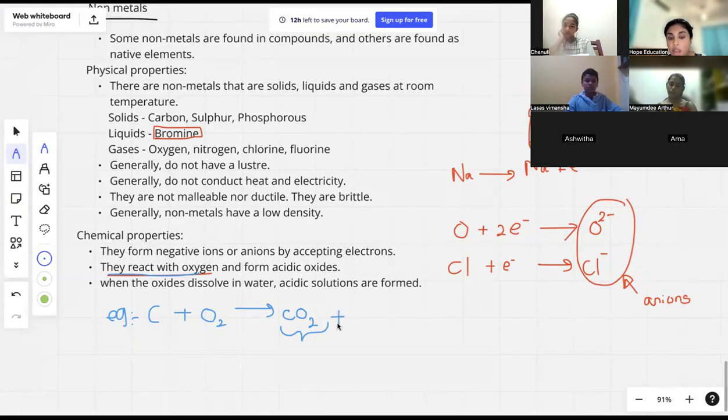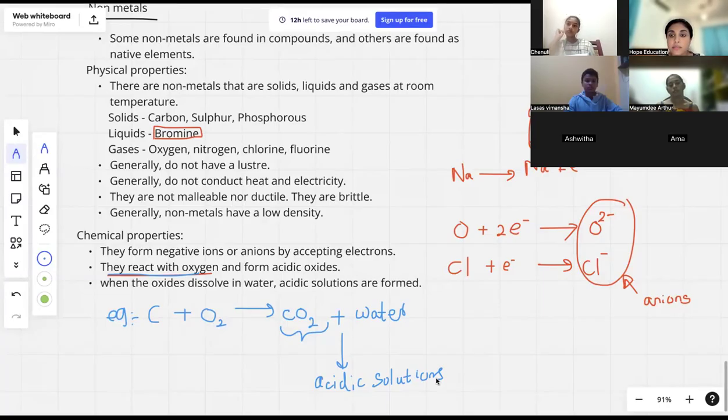When you dissolve carbon dioxide in water, you get an acidic solution. So I told you about acids, no? Acids are kind of strong solutions. So just like that, when a non-metal reacts with oxygen, it will form an oxide that has an acidic property. When that oxide is dissolved in water, it will form acidic solutions. Did you understand this? Yes, teacher.